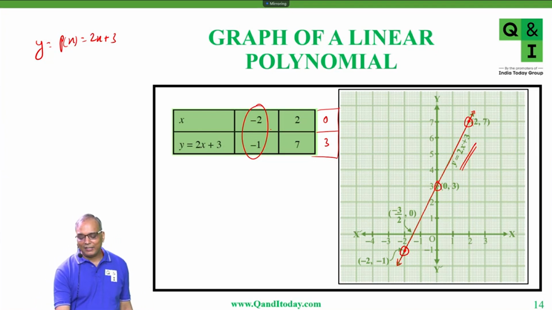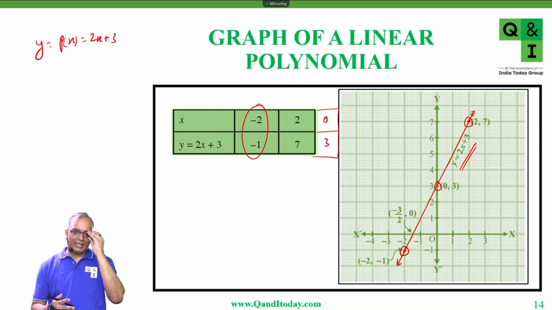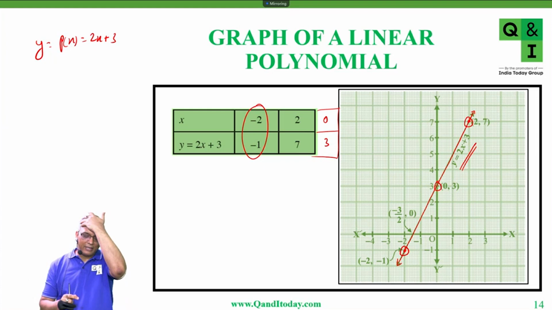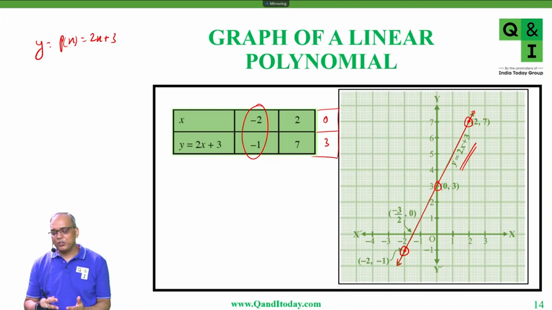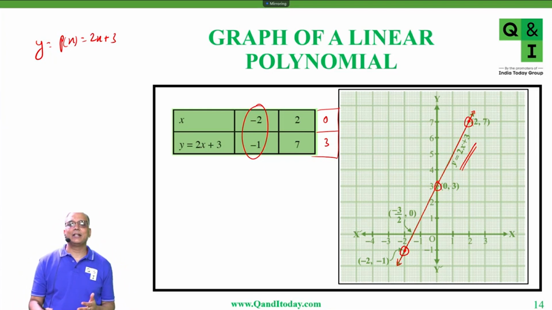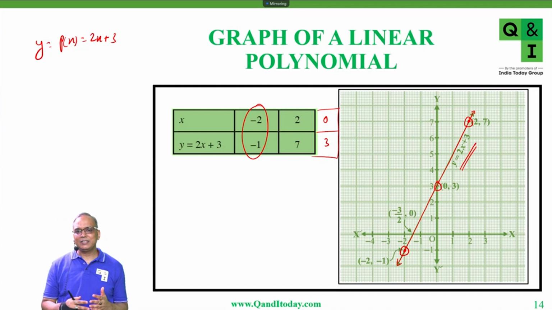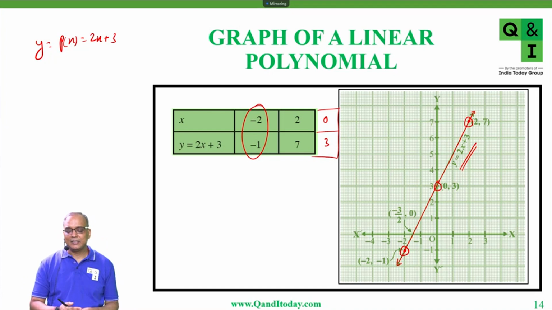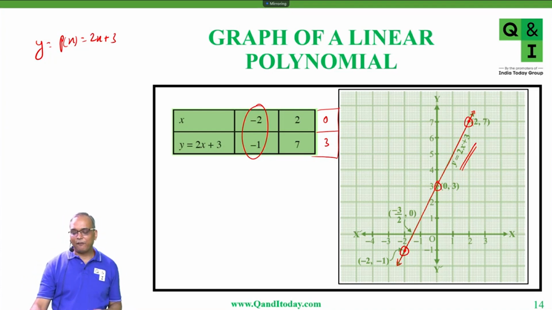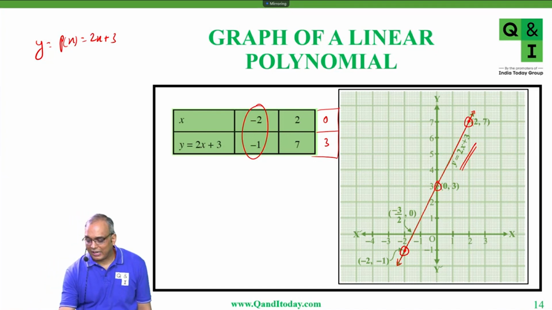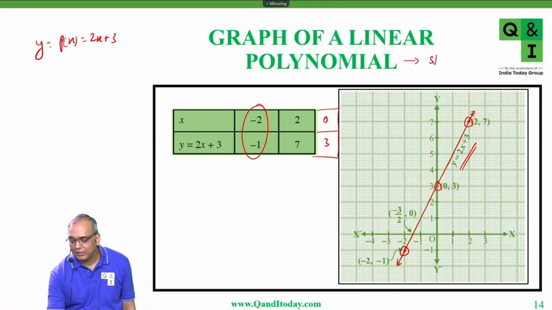So the values of x and y can be found out randomly by trial and error method. You will put different values of x and you will get different values of y, and accordingly you will plot that in the graph paper to get the straight line representing that linear polynomial. So graph of a linear polynomial is always going to be a straight line.